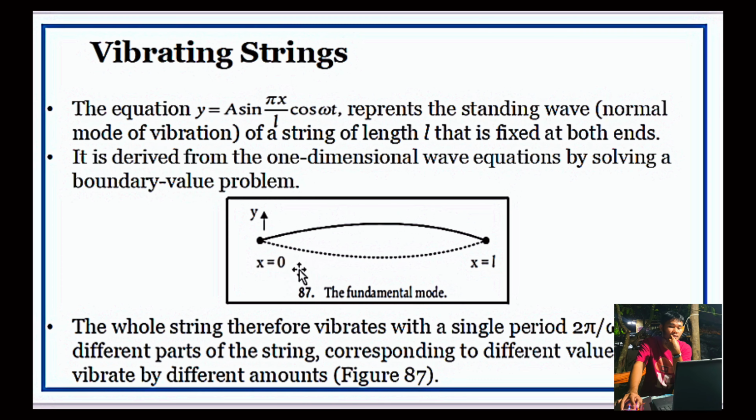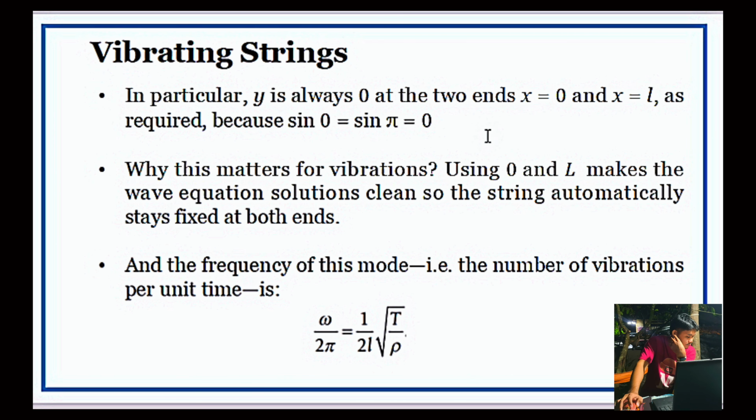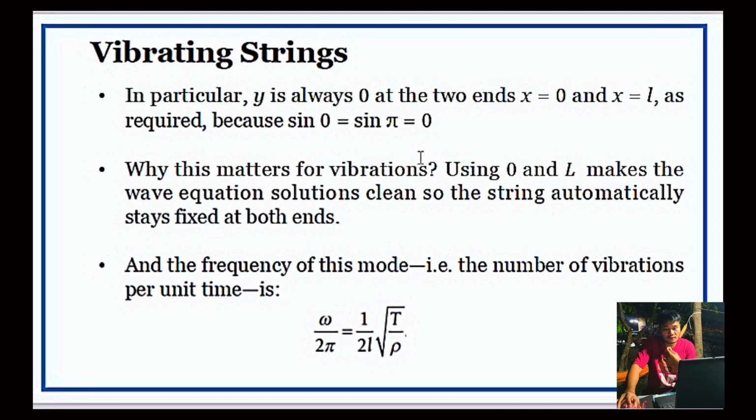Y is always equal to 0 at the two ends, x equals 0 and x equals L, as required, because sine 0 is equal to sine pi is equal to 0. Why does this matter for vibrations? This is because using 0 and L makes the wave equation solution clean, so the string automatically stays fixed at both ends. And the frequency of this mode, the number of vibrations per unit time, is this one.